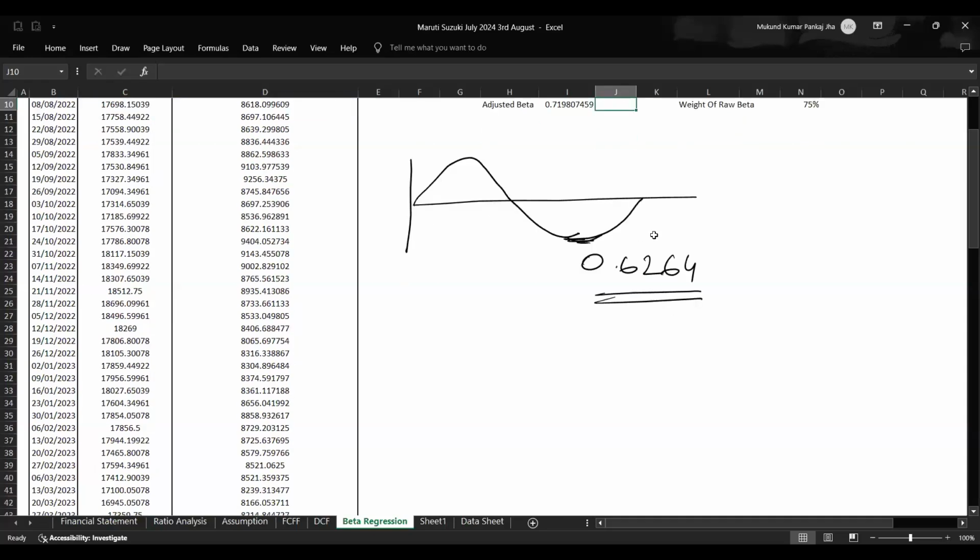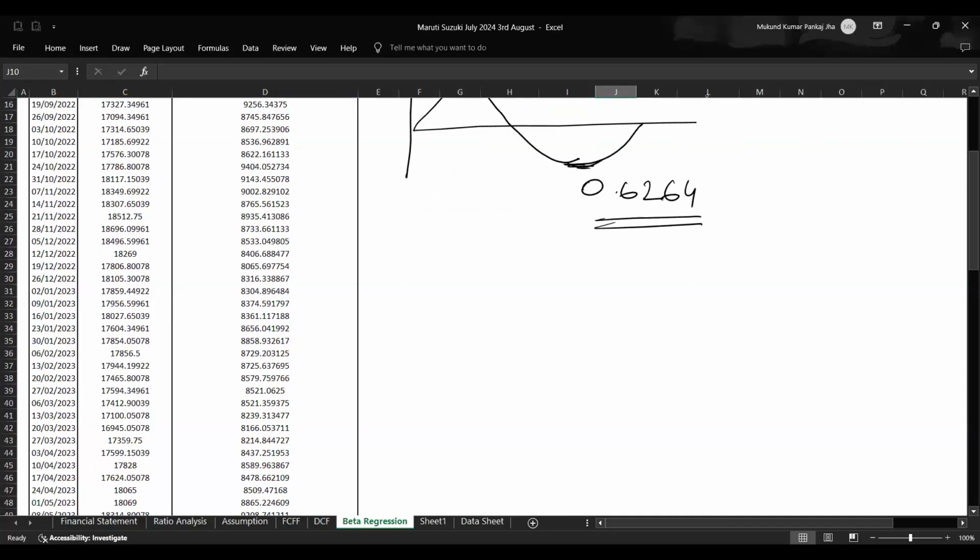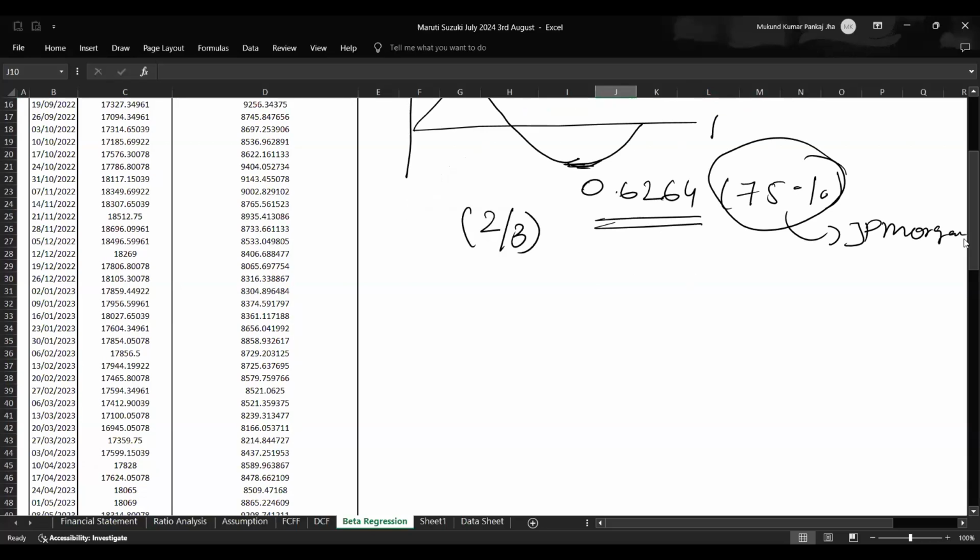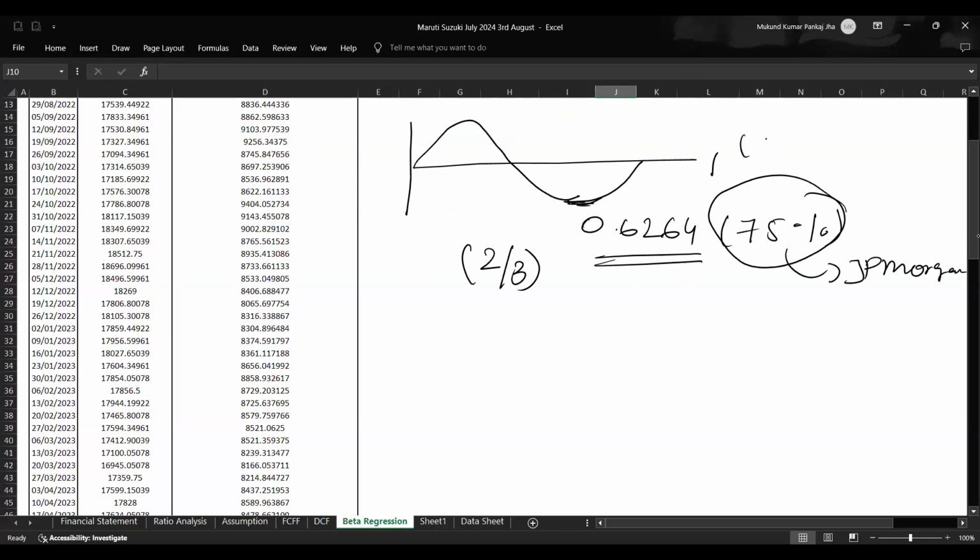To do that, we assign weights to beta. We assign weights to 1 and we assign weights to beta. Now, let's suppose we have assigned weight 75% to beta. Why are we taking 75%? Because a leading investment bank called JP Morgan takes 75%. Different investment banks have different weights. Some put 2/3 weight to beta, that is raw beta, and 1/3 weight towards 1. JP Morgan puts 3/4 weight towards beta, that is 75%, and 25% weight towards 1.